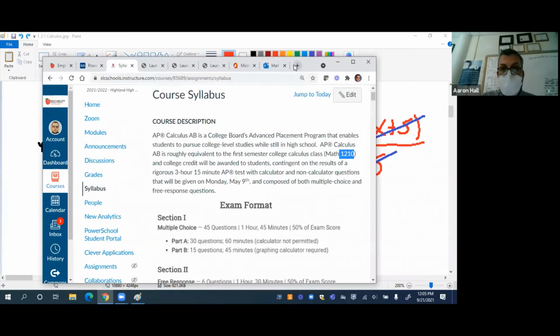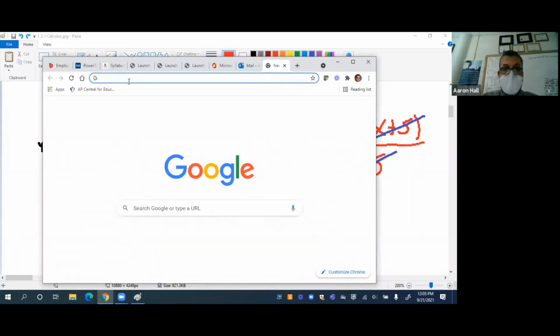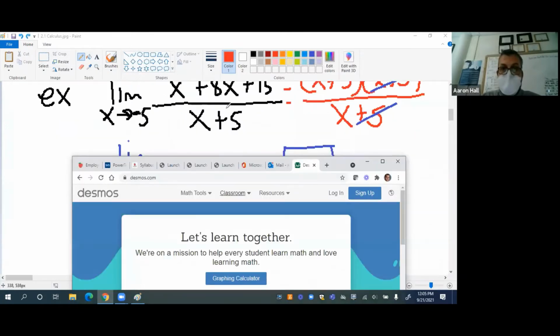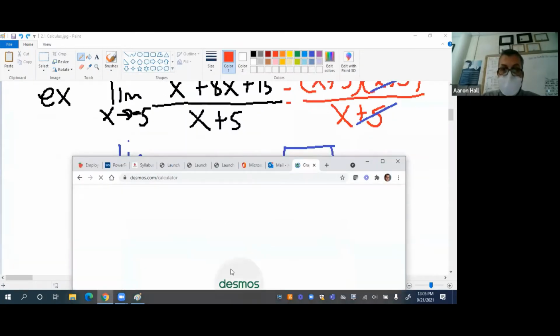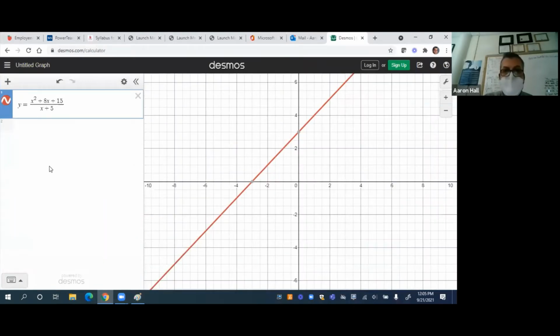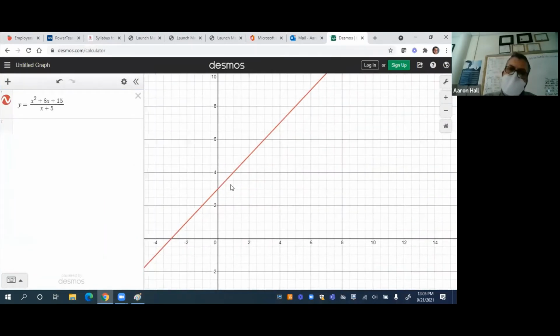So I'm going to go to Desmos. And my function is y equals x squared plus 8x plus 15 over x plus 5. And it just looks like a linear function. Now let's look at, what did x approach? What did it say?